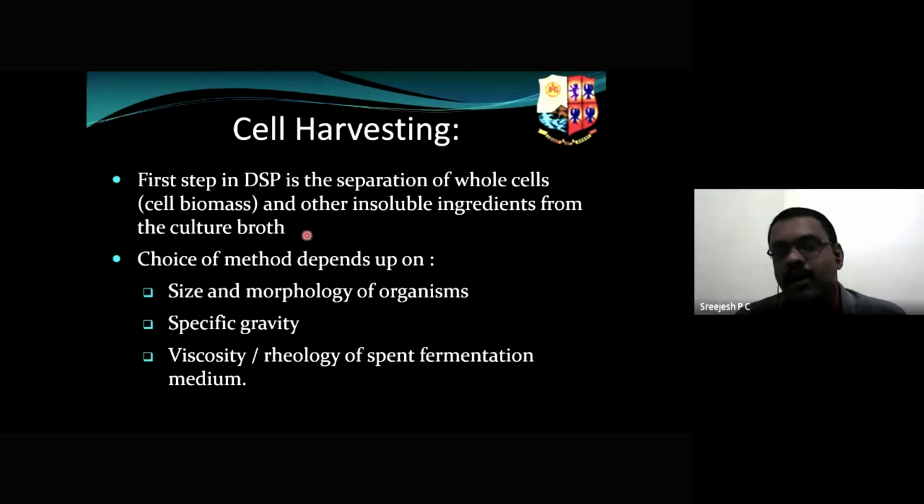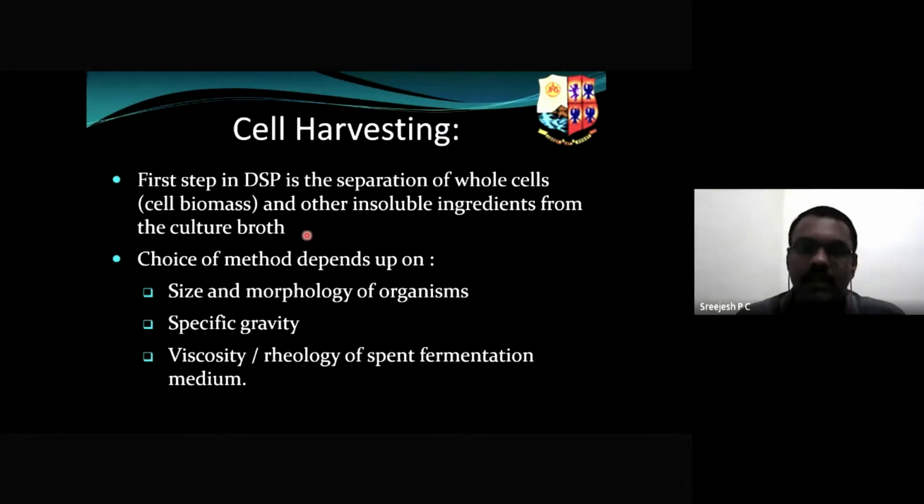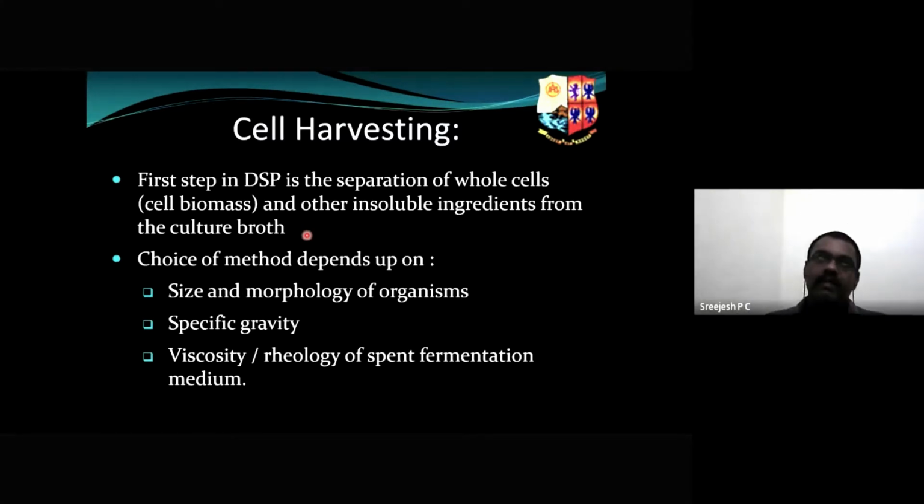And other small aggregates will be there, so that we have to separate from the broth. That is the first step. There are various strategies for that, which we have discussed in the previous class itself. It can be flocculation, flotation, centrifugation, or filtration, or even we can use the conventional sedimentation technique for the separation of liquid and the solid.